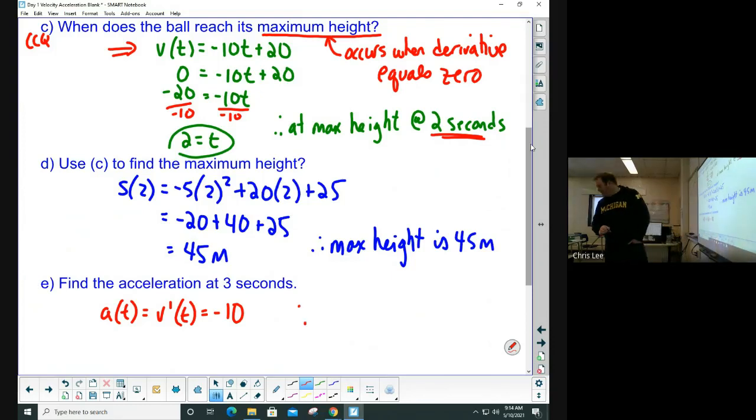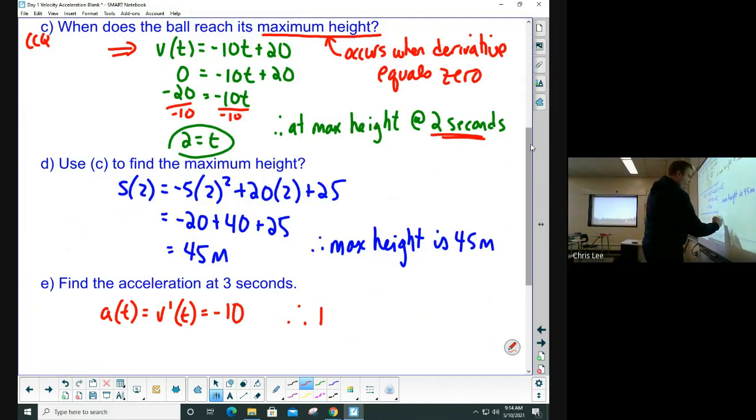So therefore, it is always -10 meters per second squared.